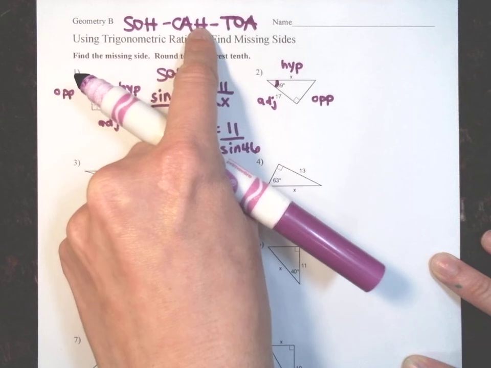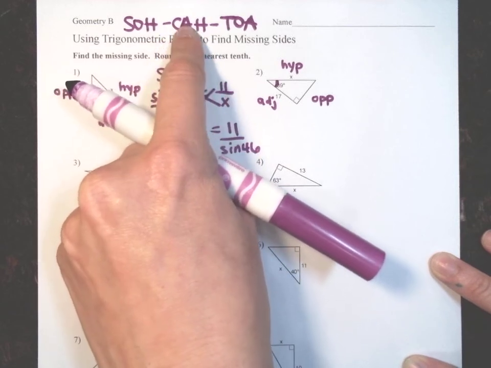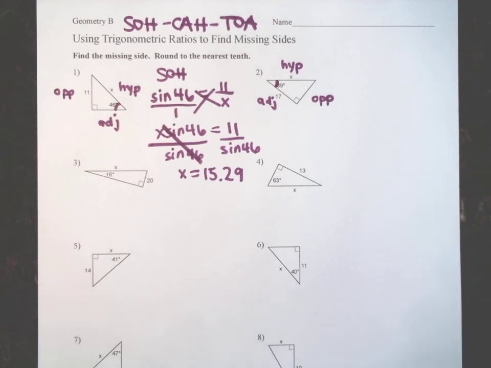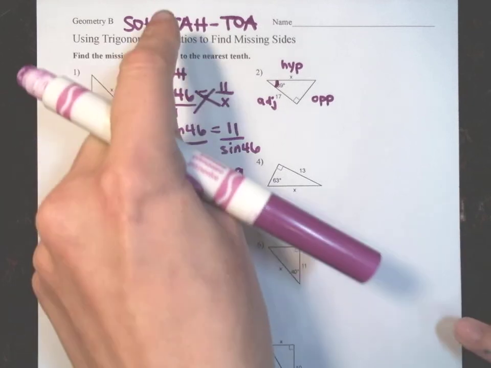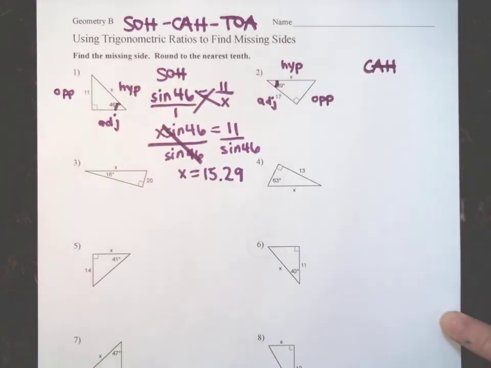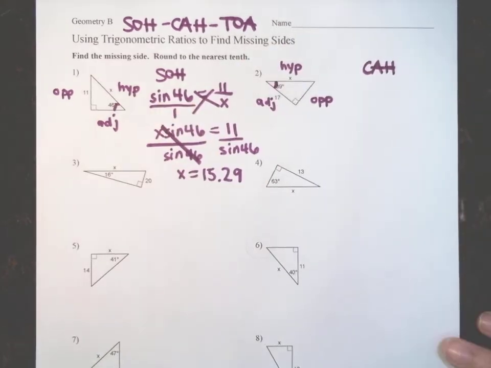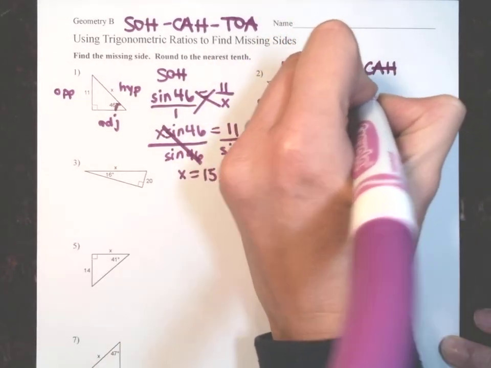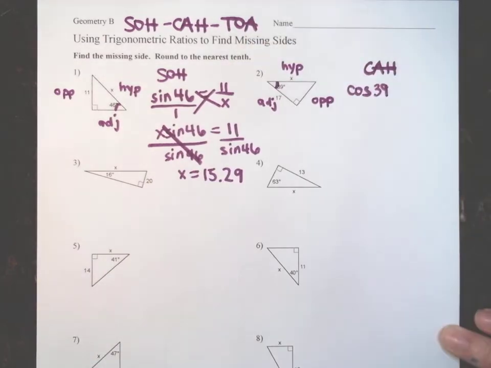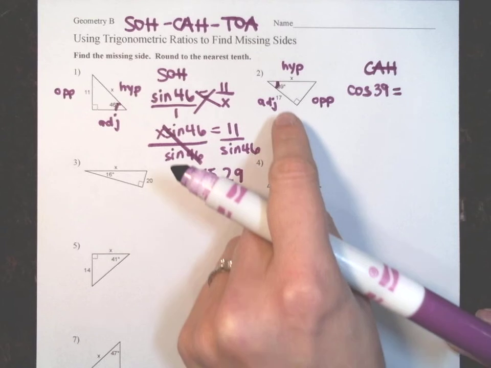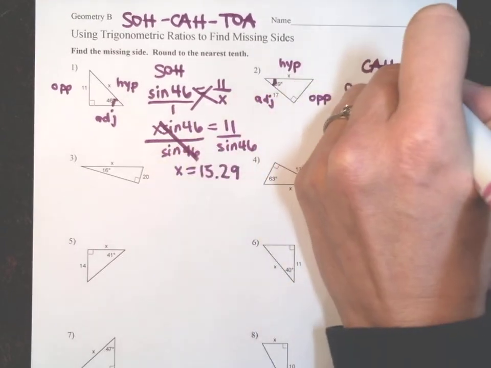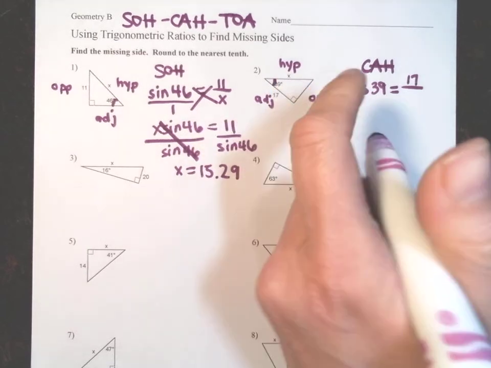Cosine uses the adjacent and the hypotenuse. So step 2, to determine which trig ratio to use, we've determined that we need to use the cosine. We're doing CAH. So the cosine of our angle, which was 39, is equal to the adjacent side, which is 17, over the hypotenuse, which is x.